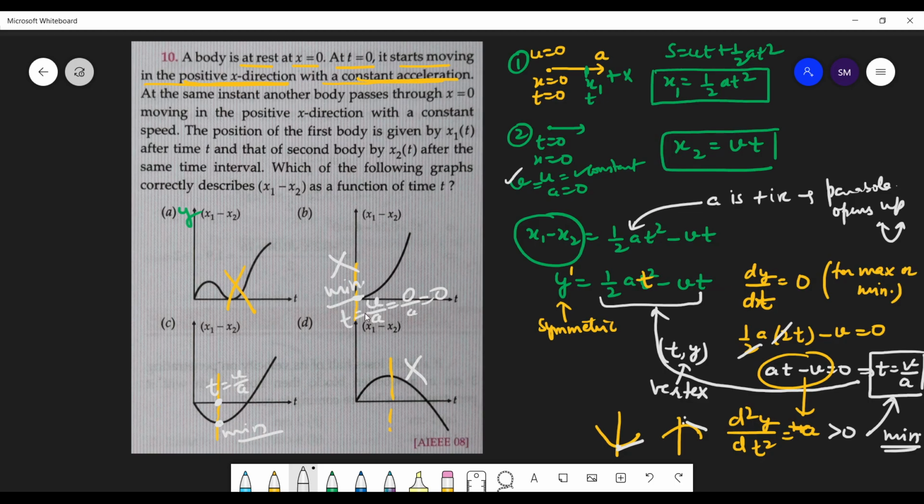So this t equals to, here t is equal to 0. Let us look at this graph again, if you would like to look. Yes.